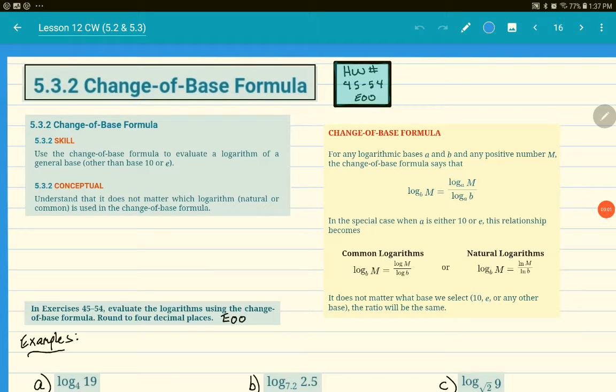Section 5.3.2, we're looking at the change of base formula. If I have a logarithm, I can change that base and rewrite it as any base I want. So I have an a here. That could also be log base 10 of m over log base 10 of the base b. So I can rewrite that as any log I want. I can also use the natural log, so I don't have to use a base there at all.